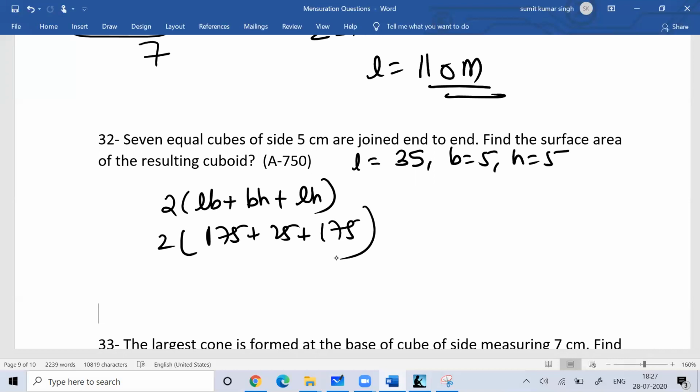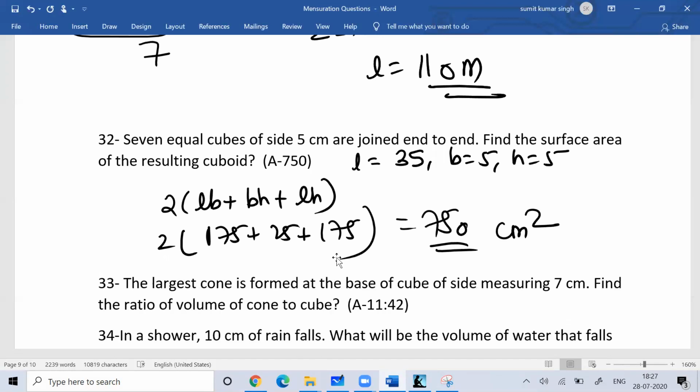So 2 into (175 plus 25 plus 175). This would be 350, 375 into 2. 375 into 2 is 750. The answer for this would be 750 centimeters square. Then you can see the next question.